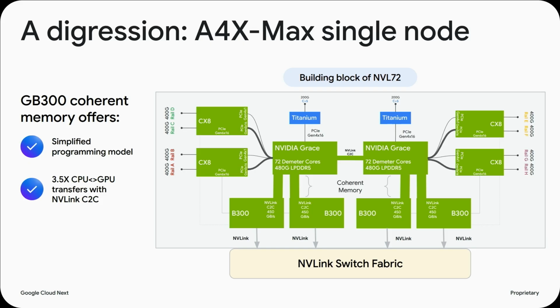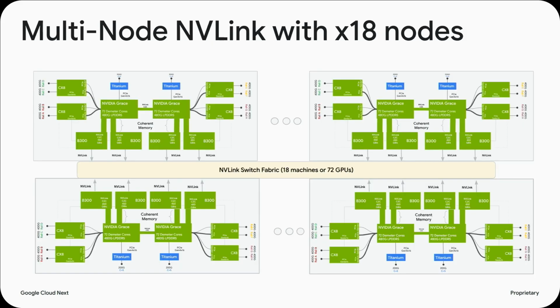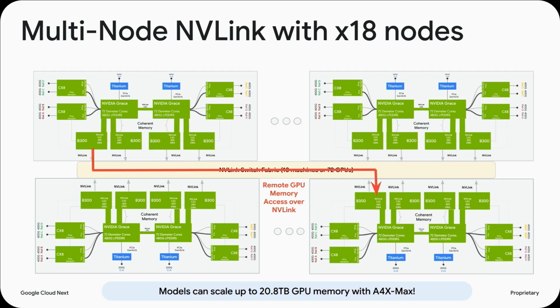And the 4 B300s are connected to the NVLink switch fabric, as you can see in the yellow bar there. As you expand up to the full rack with 18 nodes, since you have the NVLink fabric, one B300 on one node can talk to another B300 on a completely different node within the rack and exchange memory. So now your models can scale up to almost 21 terabytes of memory, because the entire GPU memory is accessible to all GPUs. So you can basically program all of these GPUs as one large, gigantic GPU.